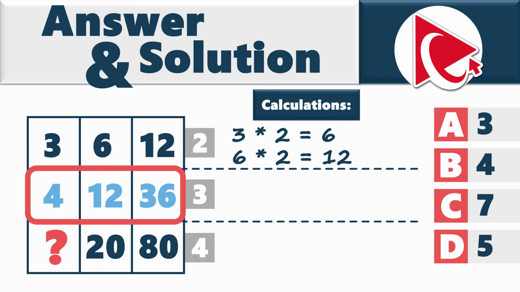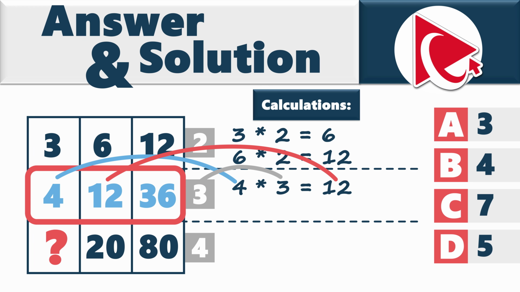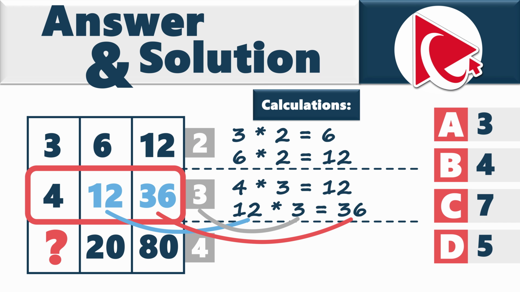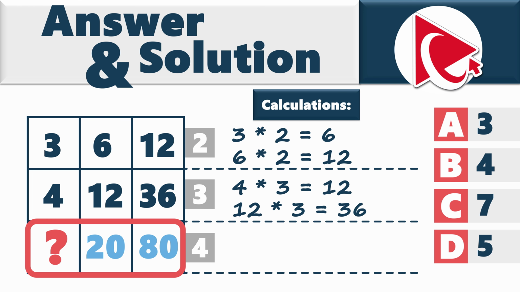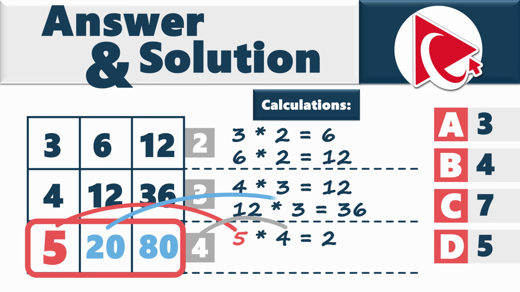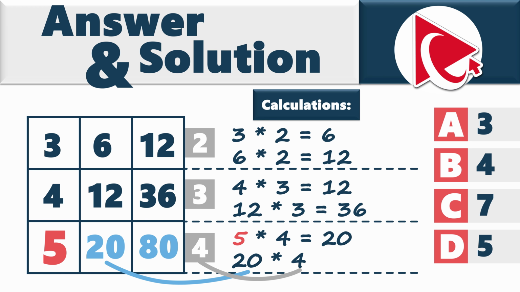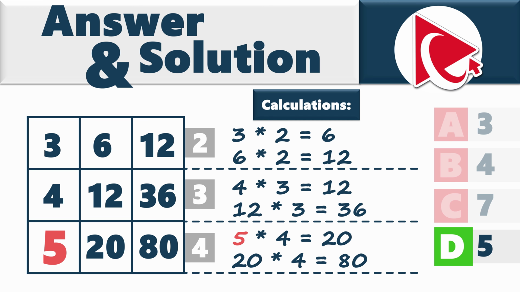For the middle row, the calculations are 4 multiplied by 3, which is the increment for the middle row, equals 12. 12 multiplied by 3 equals 36. And for the last row, we have our missing number, which is 5. 5 multiplied by 4 equals 20, and 20 multiplied by 4 equals 80. So the correct answer here is choice D, 5.